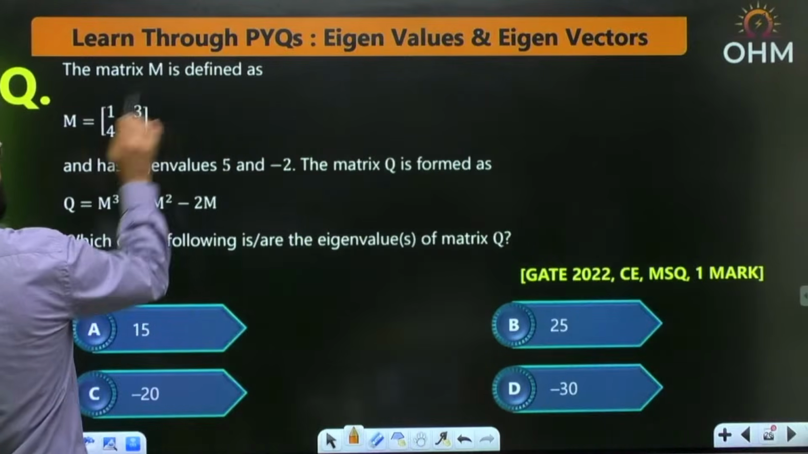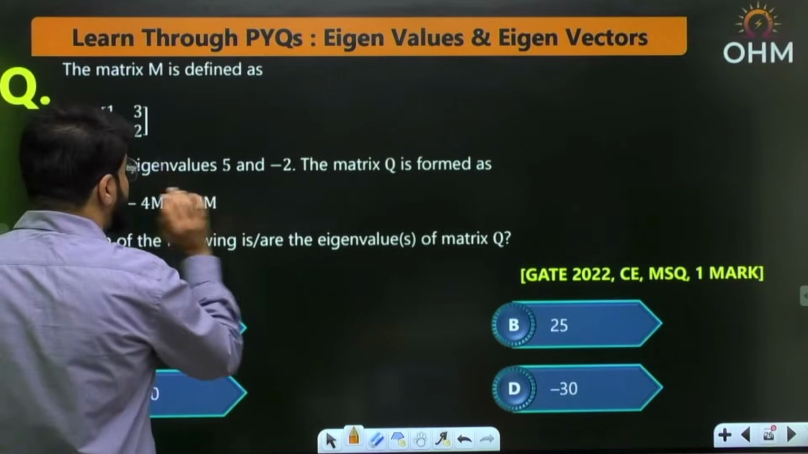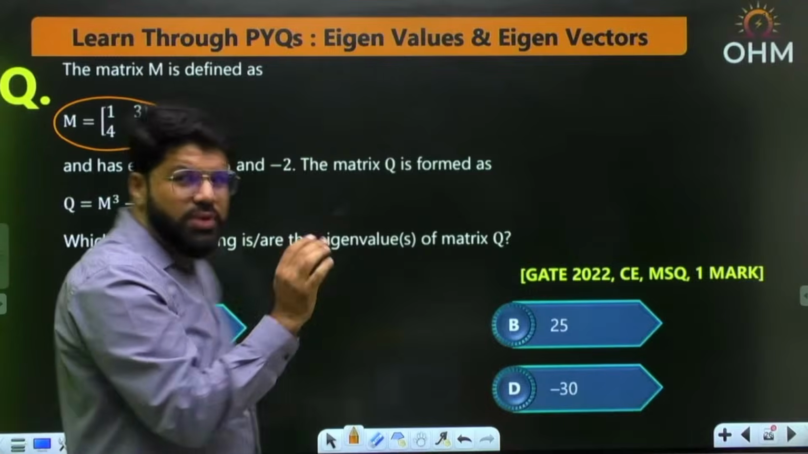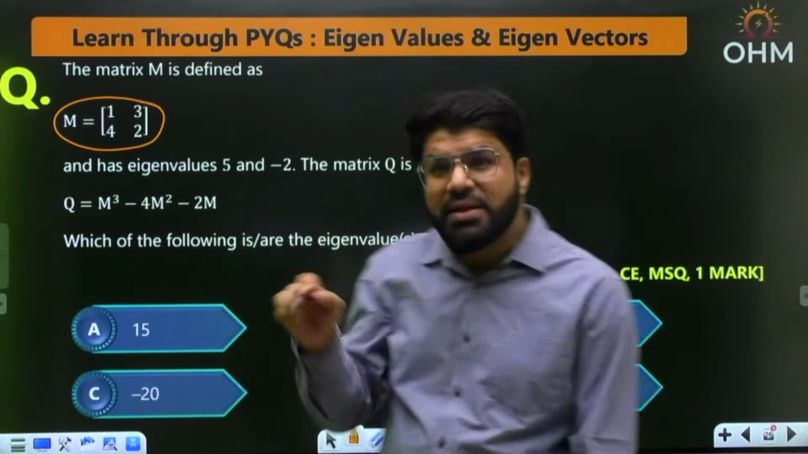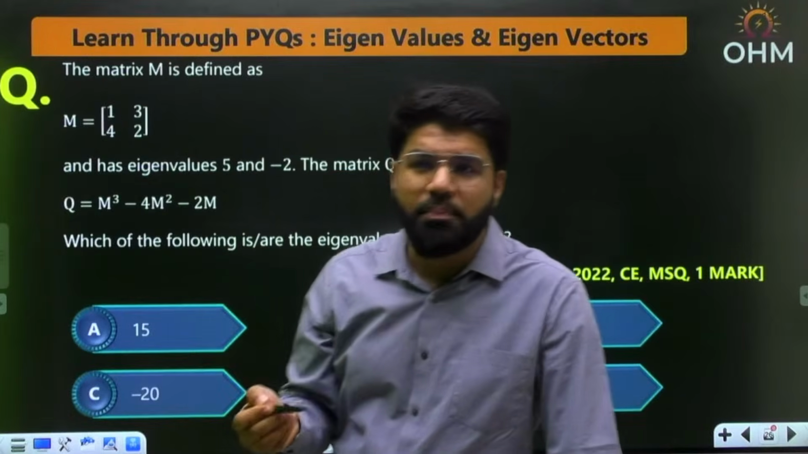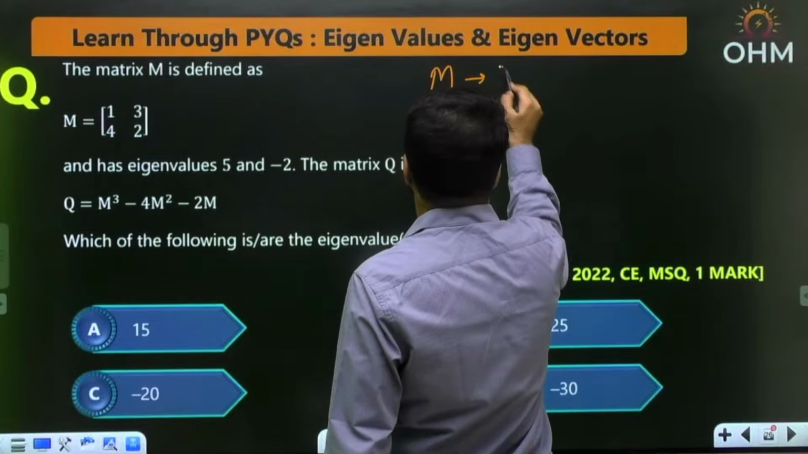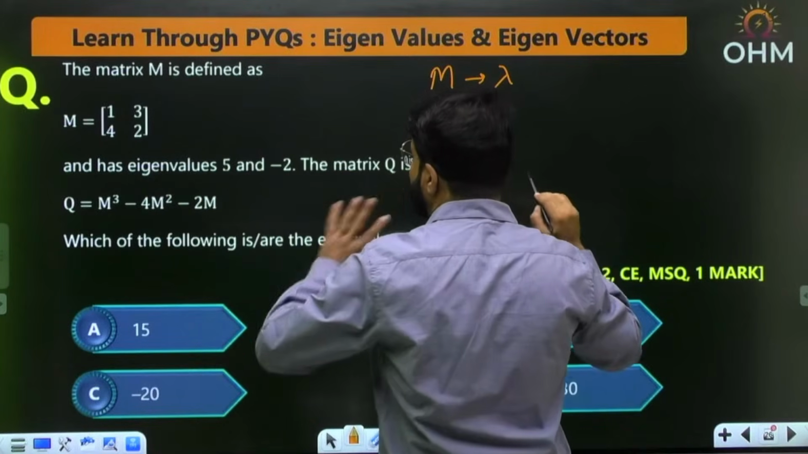The matrix M is given as 1, 3, 4, 2. It has the eigenvalues 5 and minus 2. See, for a 2 cross 2 matrix, you can easily calculate eigenvalues. But still they have given it. So they are more interested in property rather than eigenvalue calculation. Okay, they have given that the matrix M has the eigenvalues lambda 5 and minus 2.